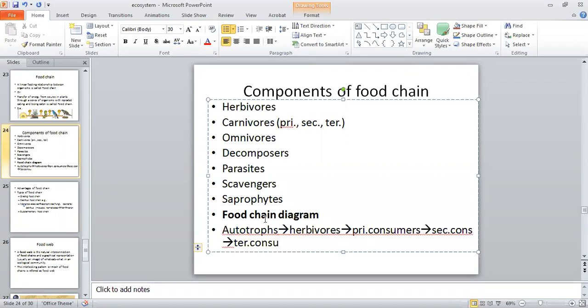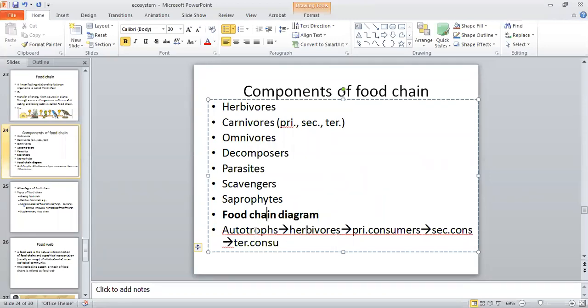Now how do we draw a diagram for the food chain? You see, a food chain consists of a series of arrows, right? And these arrows point from one species to another species. I have drawn a diagram for this food chain in which you see a number of arrows, and they are pointing from one organism to the other organism.